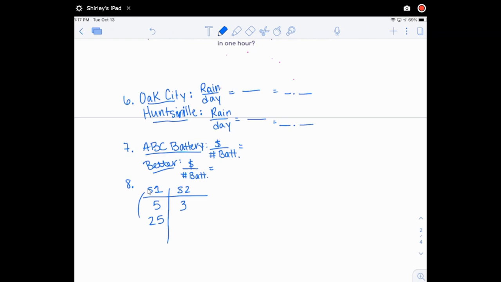how much did student 2 save? So if I think about scale factors, 5 times 5 is 25. So 3 times 5 gives me 15. So your answer for number 8 will be 15.